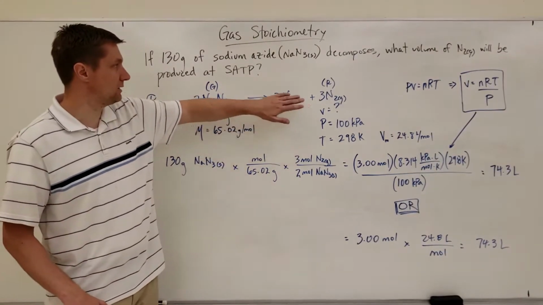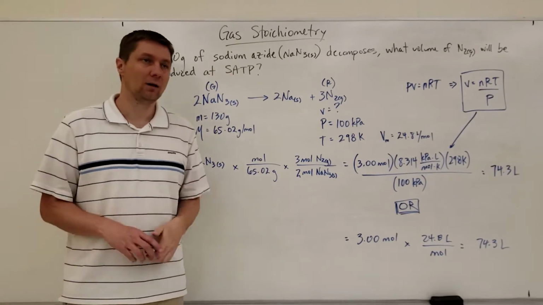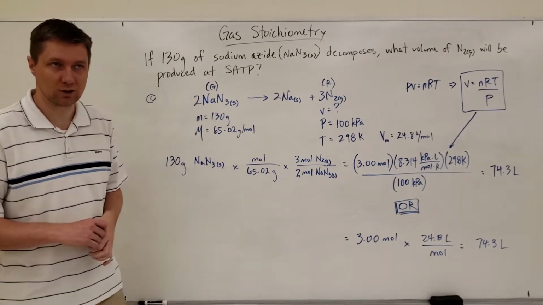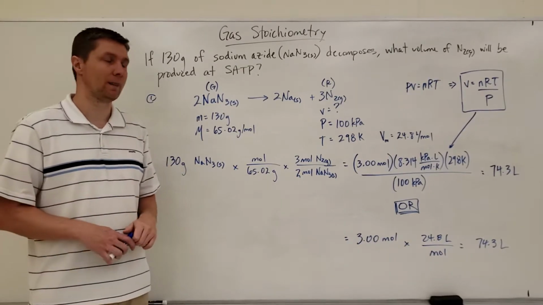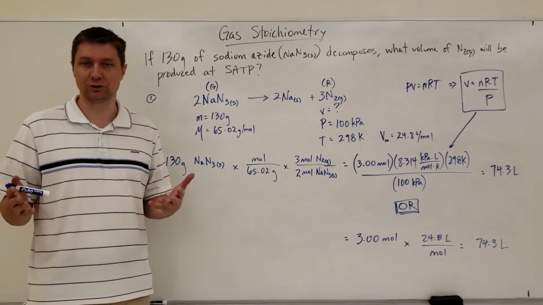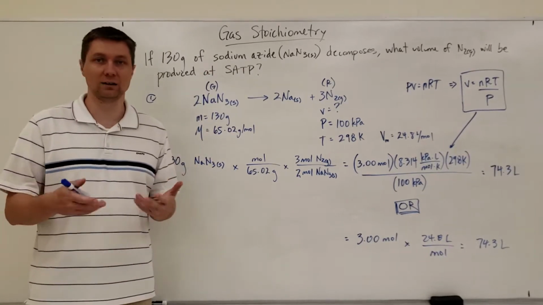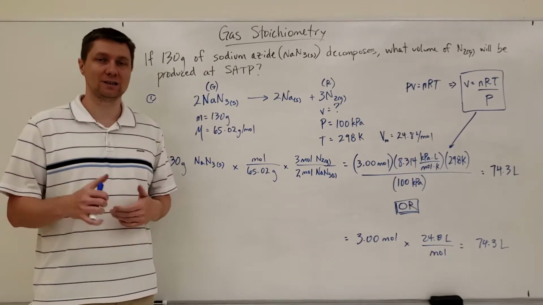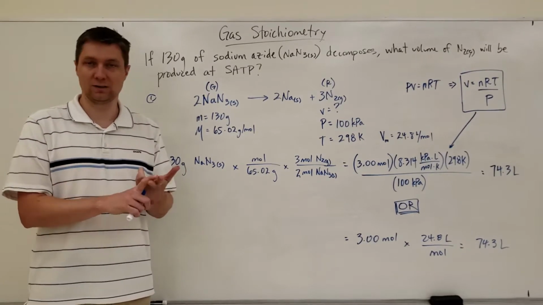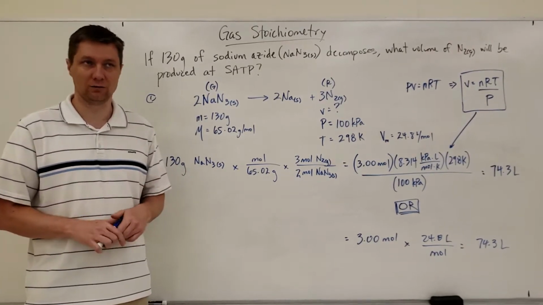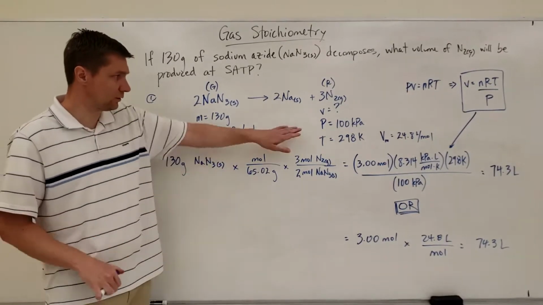And then it tells me that this is all happening at SATP. And if you remember, that was a condition that we talked about in the gas unit, which is standard ambient temperature and pressure. There are some standard conditions that you need to know where to find. They're in your data booklet. SATP is 100 kilopascals for pressure, and the temperature is 298 Kelvin or 25 degrees Celsius. So I've written those numbers down here.